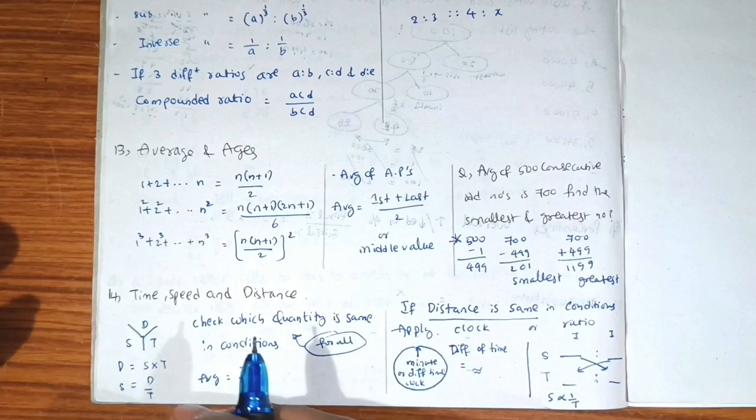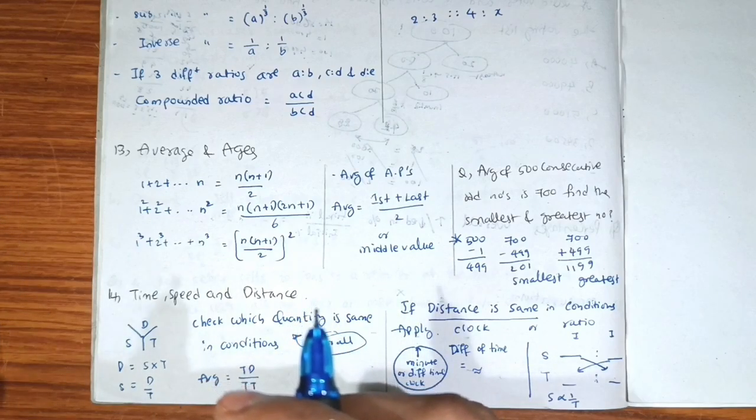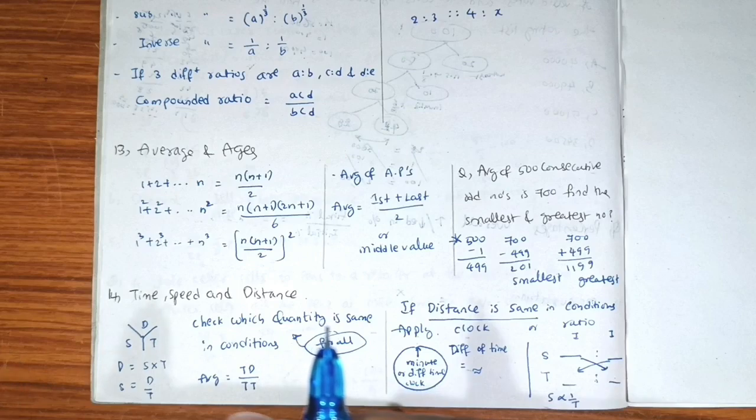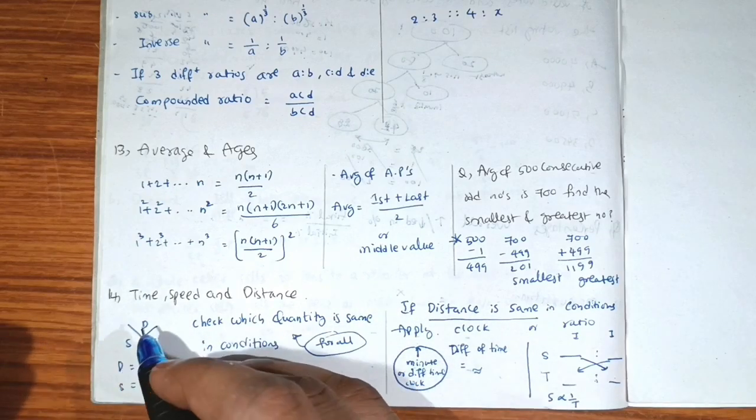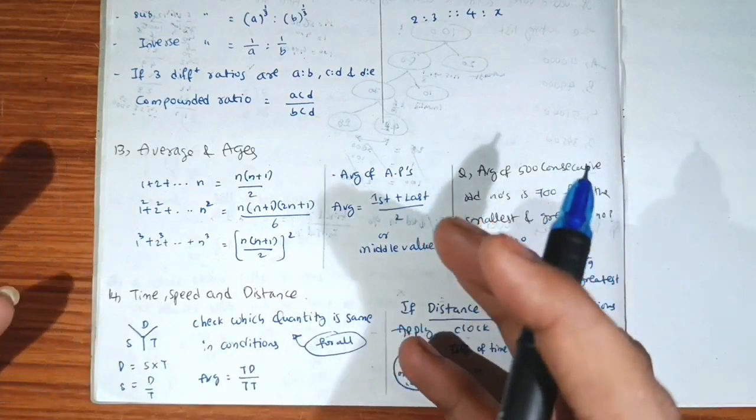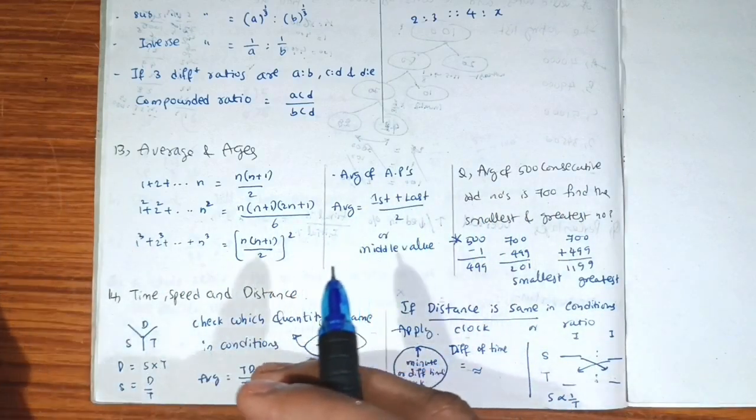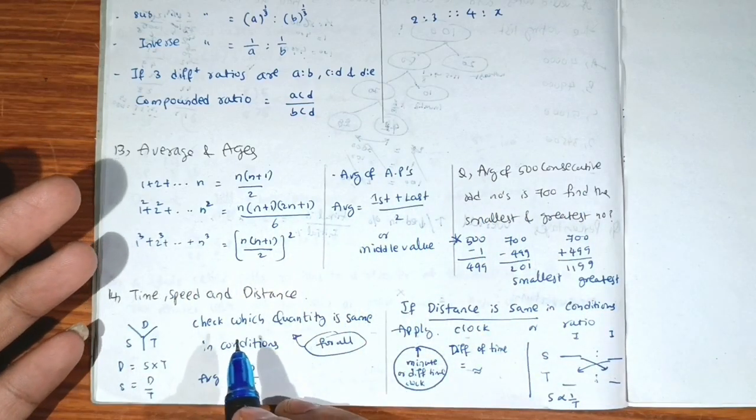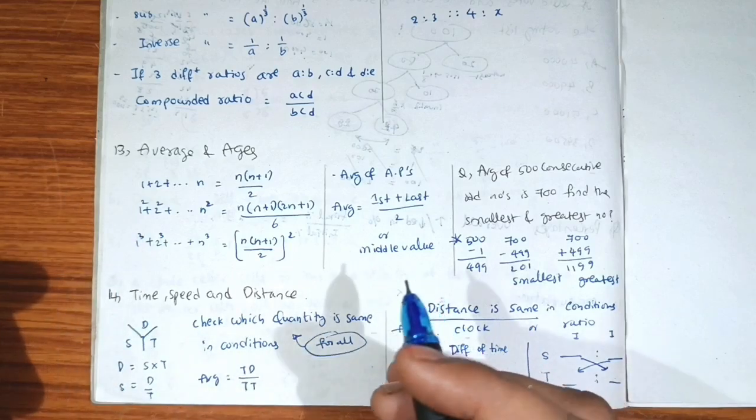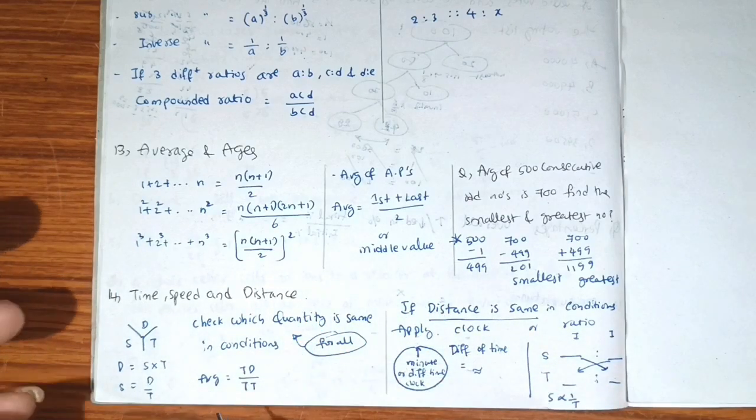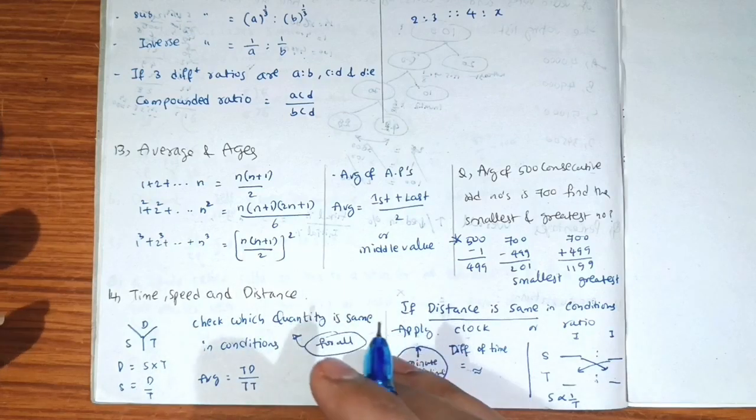In the DST, the question will give a hint with one of the quantities being the same: either the distance will be the same in the conditions, or the speed will be the same, or the time will be the same. So we need to check which quantity is the same. To that quantity, if we apply the DST, we will get the solution.